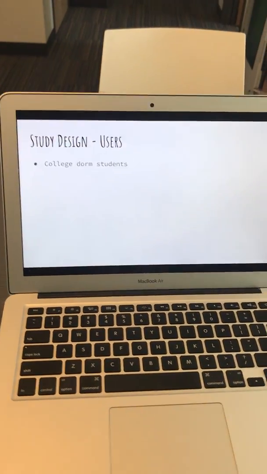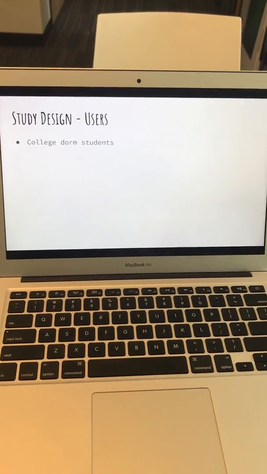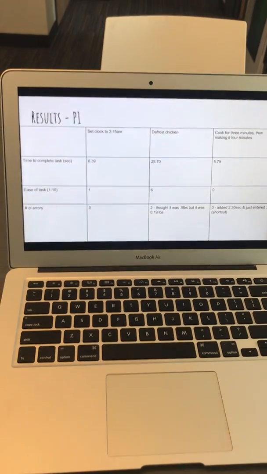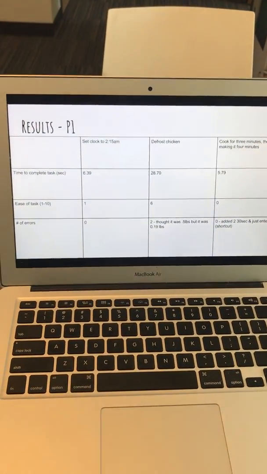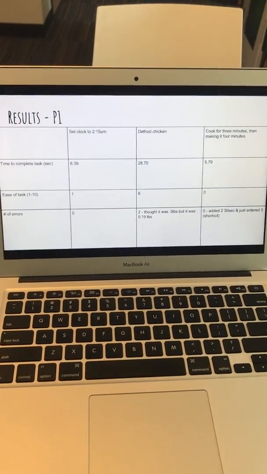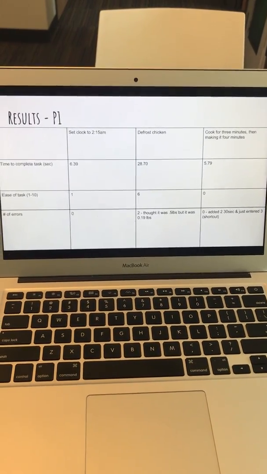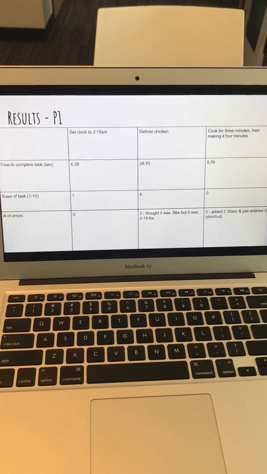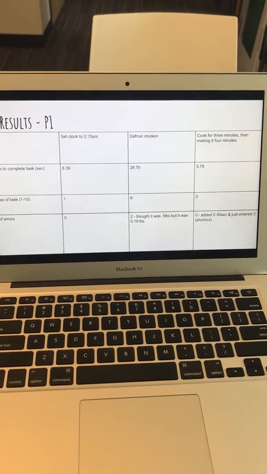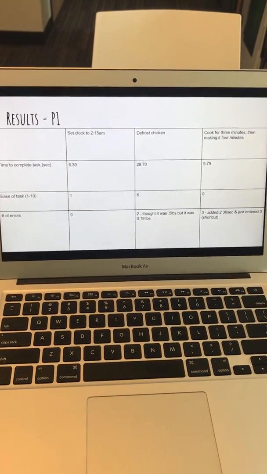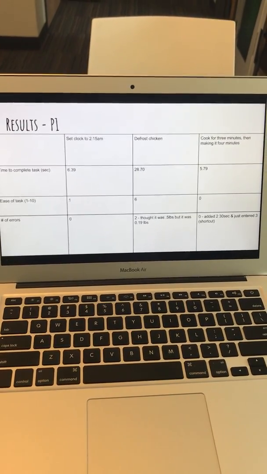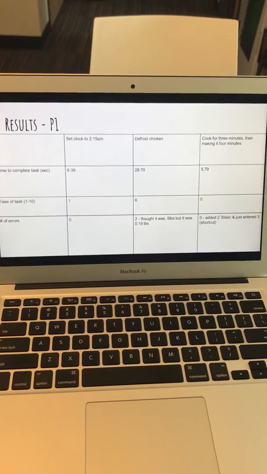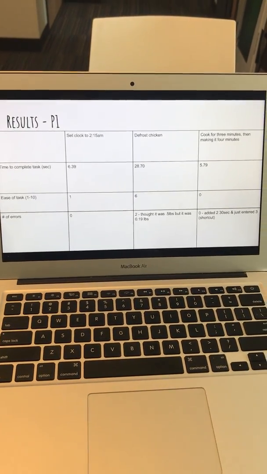And the users we looked at were college dorm students because they would be the ones using these microwaves. So for P1, all the times were pretty consistent and straightforward, but we did notice that she struggled with defrosting the chicken because like we thought, she didn't know the weight of the food, and so it made her have to restart a few times. And then we noticed that for cooking for 3 minutes, she did use the shortcut 3 for 3 minutes and then added the two 30-second buttons rather than starting over.